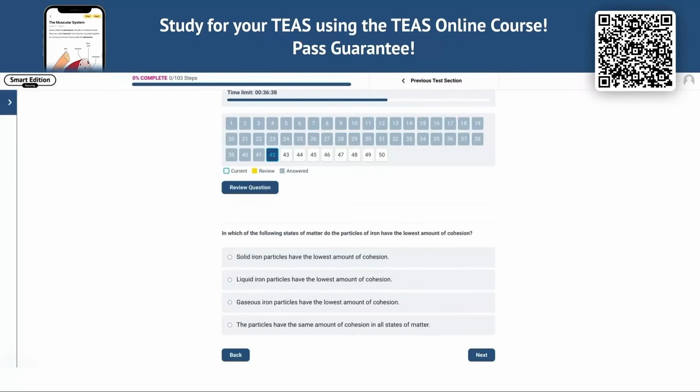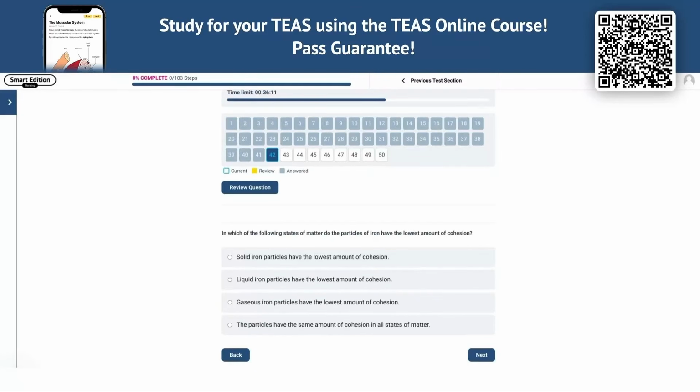In which of the following states of matter do the particles of iron have the lowest amount of cohesion? Solid iron particles have the lowest amount of cohesion. Liquid iron particles have the lowest amount of cohesion. Gaseous iron particles have the lowest amount of cohesion. Or the particles have the same amount of cohesion in all states of matter.